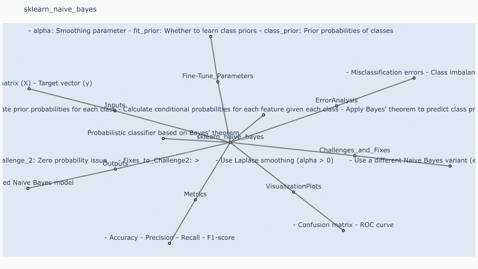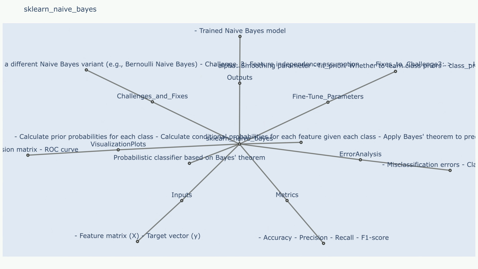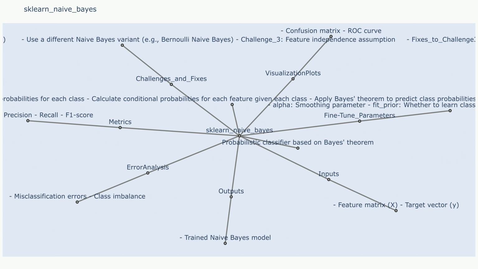Visualization plots. Confusion matrix: visualizes the performance of the classifier by showing the number of correctly and incorrectly classified instances for each class. ROC curve: plots the true positive rate against the false positive rate for different thresholds, allowing for the evaluation of the classifier's ability to distinguish between classes.